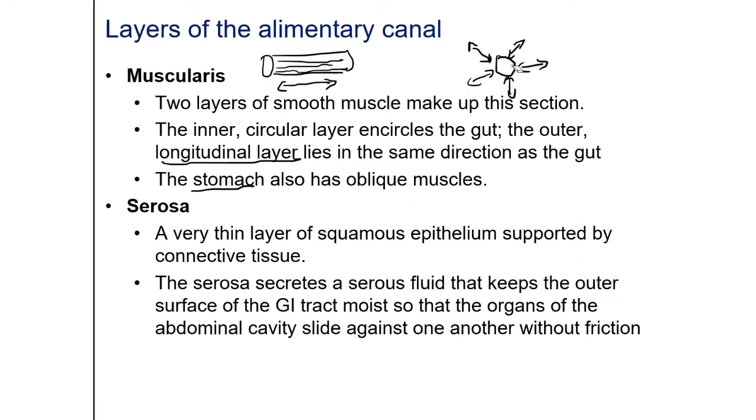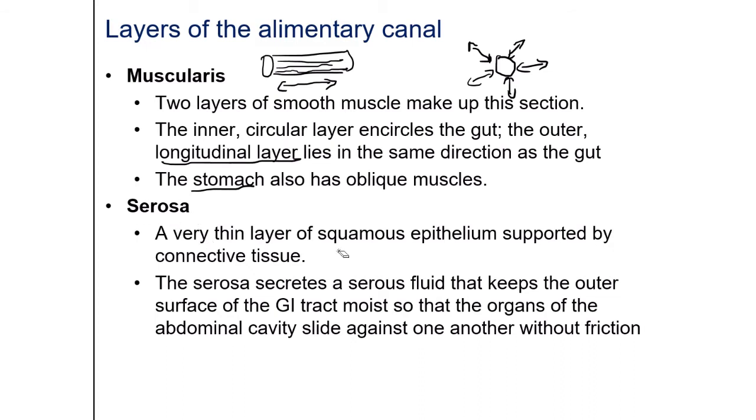So in addition to squeezing and pushing, the oblique muscle allows some twisting action to occur, and that's a good thing to do in the stomach because you want to mix the content with the stomach acid thoroughly, so you can break them down as much as possible. And the outermost layer of the GI tract is going to be the serosa.